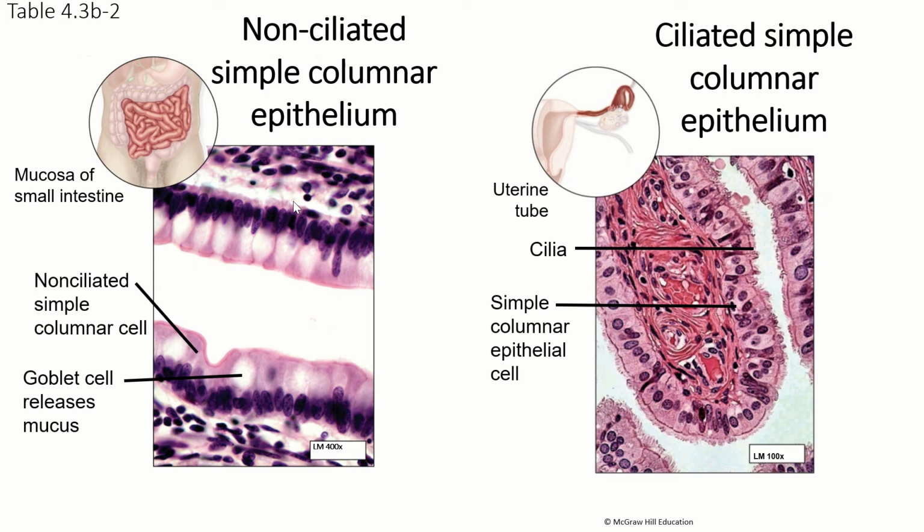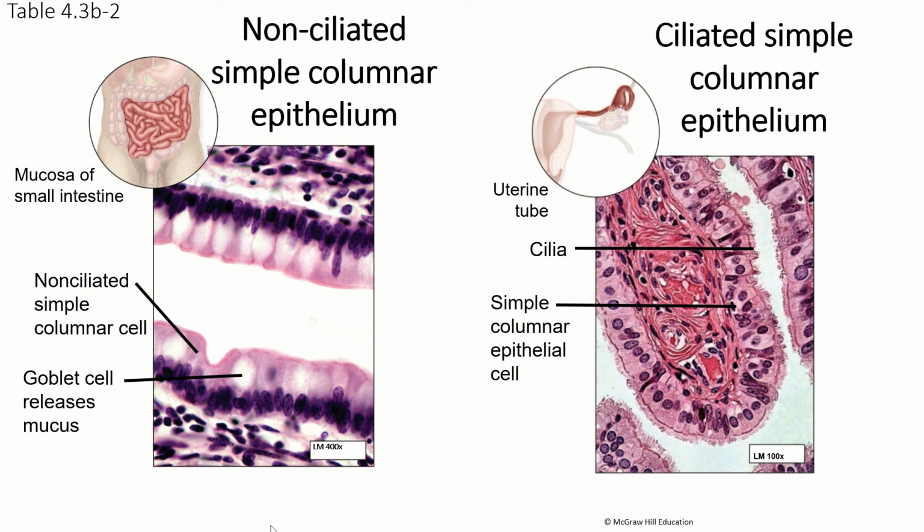So this tissue sample here, and here, this is the non-ciliated simple columnar epithelial tissue. So this whole thing, that's a single cell. These big things that look empty are called goblet cells, and those are specialized cells that release mucus. And they sit in between the much narrower columnar cells. The reason that this edge looks kind of fuzzy is because of the presence of the microvilli.